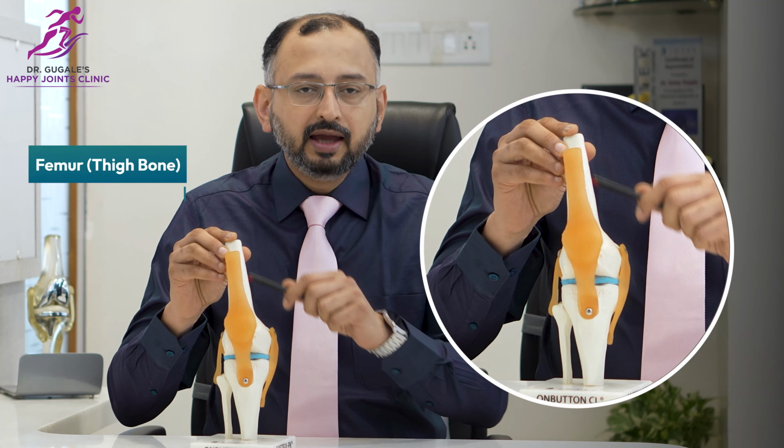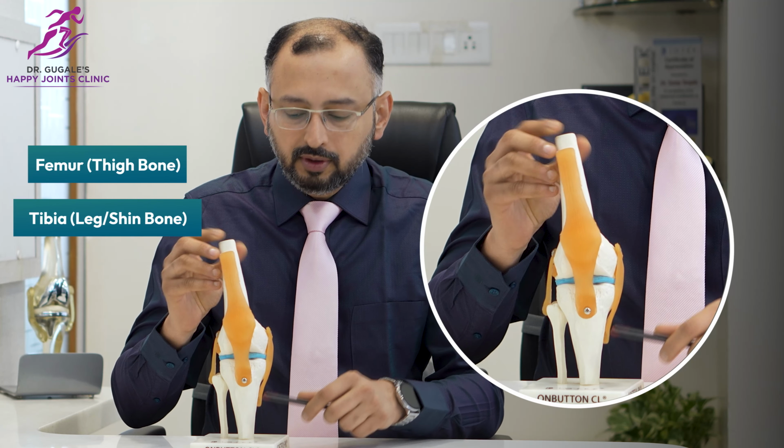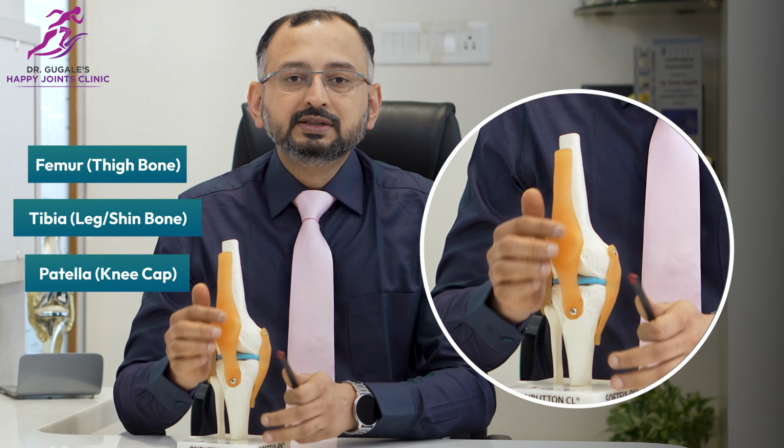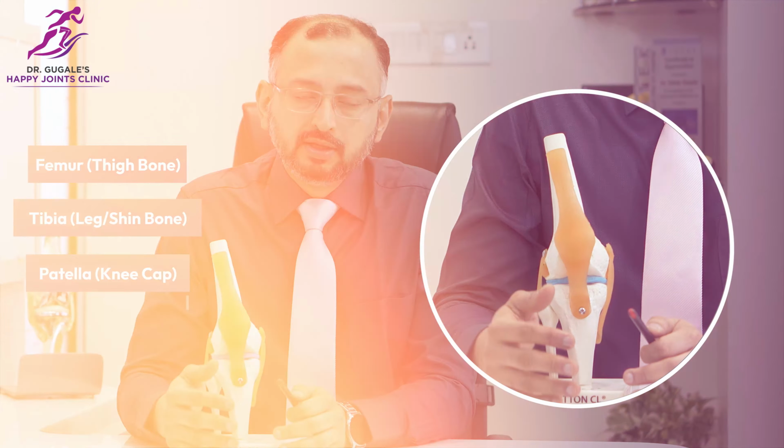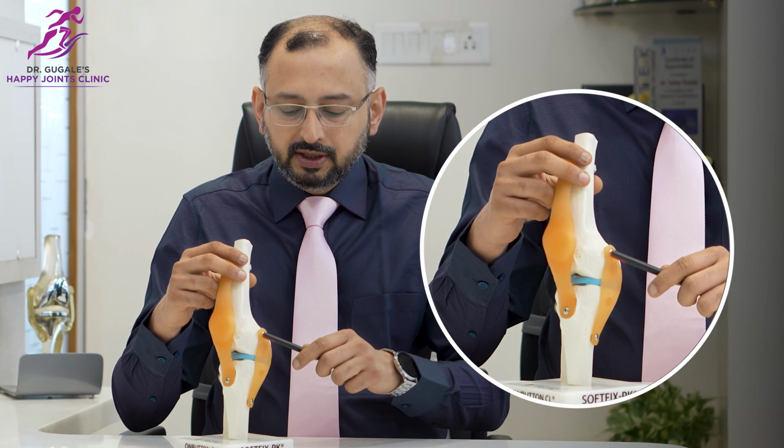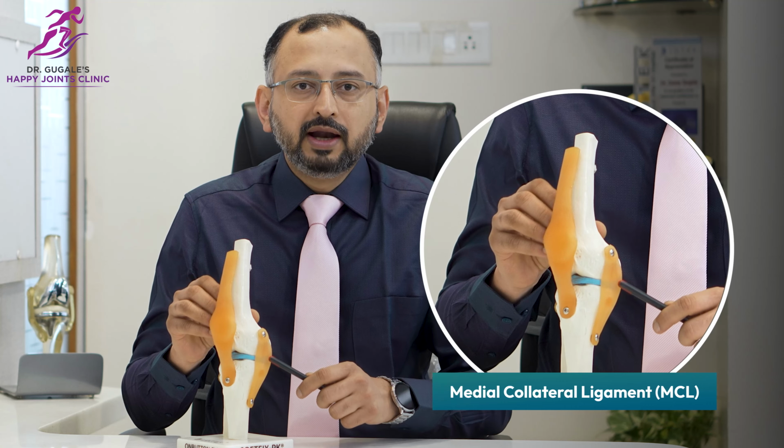So, to understand the knee in detail, we are going to see on this model the structures around the knee joint. Importantly, the knee is made up of the following structures. There are three important bones: the femur, the thigh bone; the tibia, the leg bone; and the kneecap bone. These three bones form the knee joint. Now these three bones are connected to each other by a number of ligaments. The most important ligament on the inner side of the knee joint is known as the medial collateral ligament.